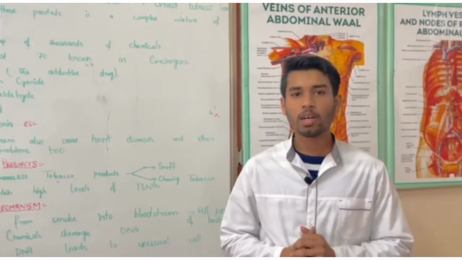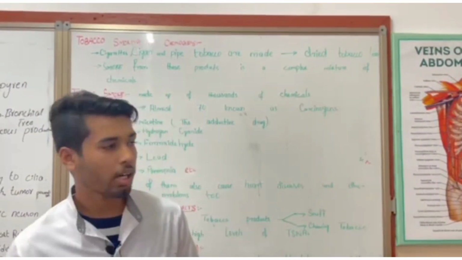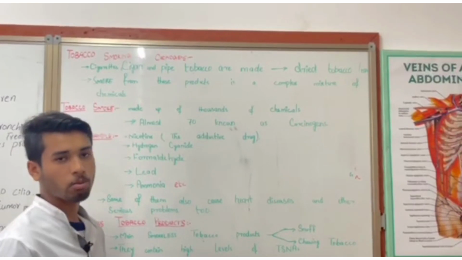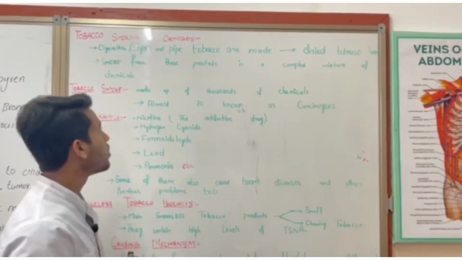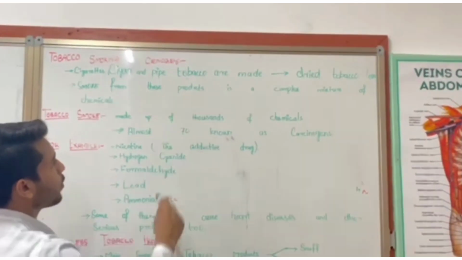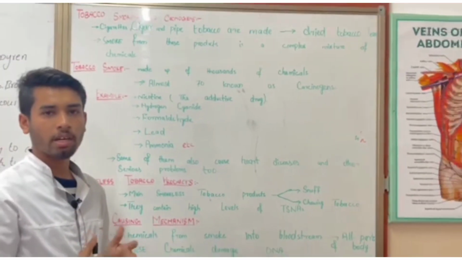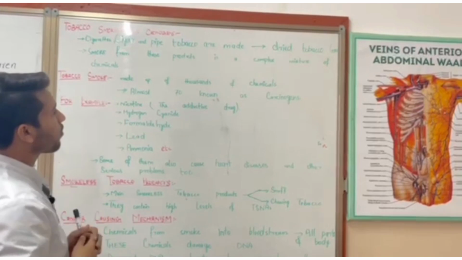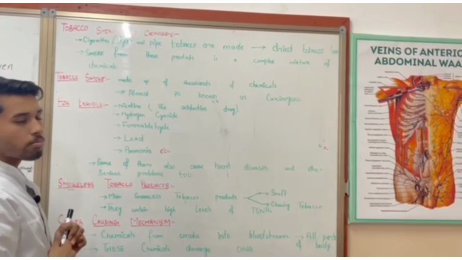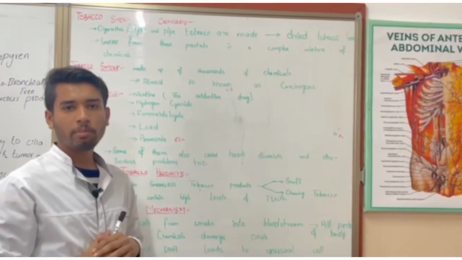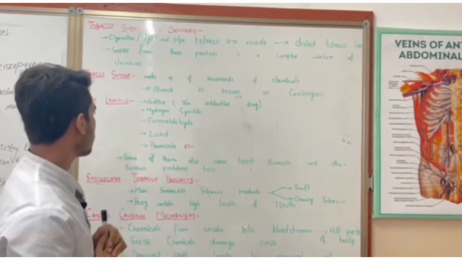Bismillahirrahmanirrahim. What is tobacco smoking and carcinogens? Smoking is defined as burning of tobacco and ingesting of smoke. All types of tobacco smoking are injurious to health. Cigarettes, cigars and pipe tobacco are made up of dried tobacco leaves. Other flavors and chemicals are added to make the smoke pleasant. Smoke from these products is a complex mixture of chemicals, and tobacco smoke is made up of thousands of chemicals, almost 70 of which are known to cause cancer, called carcinogens.